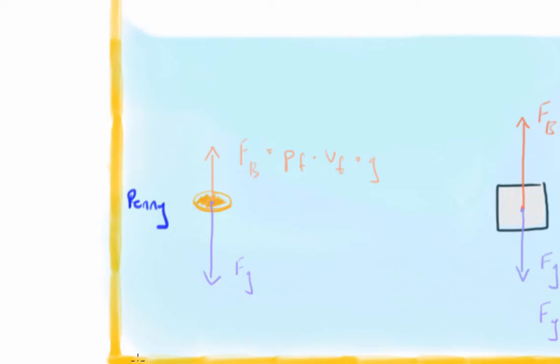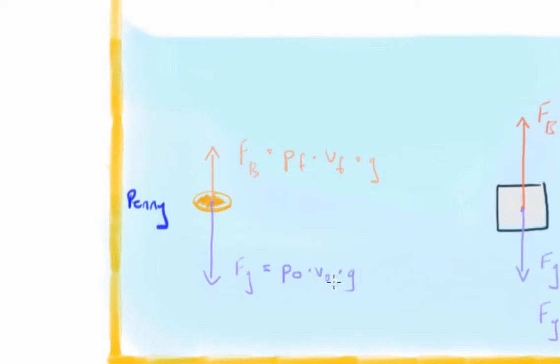I'm just going to skip that first step and go right to the density times volume times gravity. And now we have the density of the object times the volume of the object times gravity. And because, again, this penny is fully submerged, the volume of the fluid displaced is equal to the volume of the object. Gravities are the same.